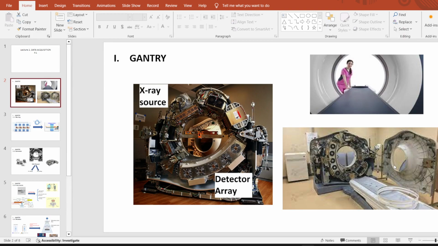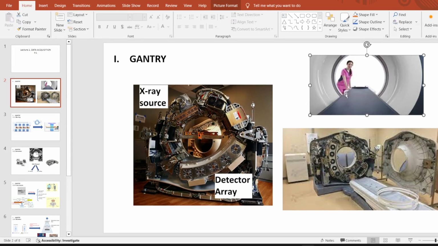Does anybody know what a gantry is? Yes, you're right, my friend. The gantry is a ring shape, a circle, as you see in the picture here, if you look from the inside to the outside. That's just the gantry. Sometimes people talk about two popular things about the gantry. I will show you right now.